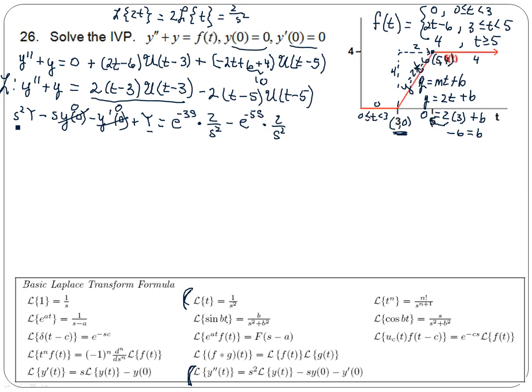And then my terms on the left side are left in terms of y. I have s squared plus 1 times y equals my terms on the right side. E to the negative 3s times 2 over s squared minus e to the negative 5s times 2 over s squared. To solve for y, I'm going to divide by s squared plus 1, and that's going to put an s squared plus 1 in each one of these denominators.